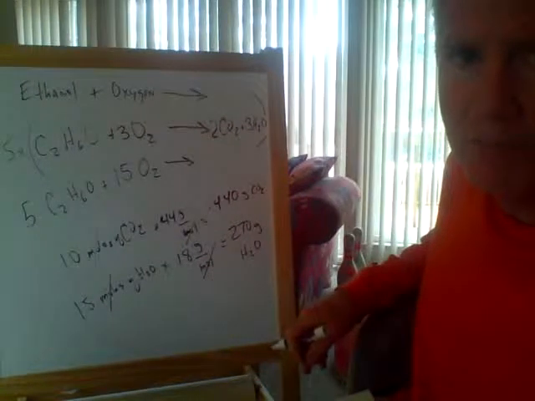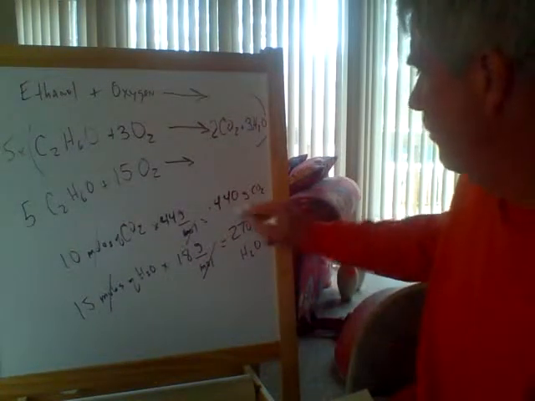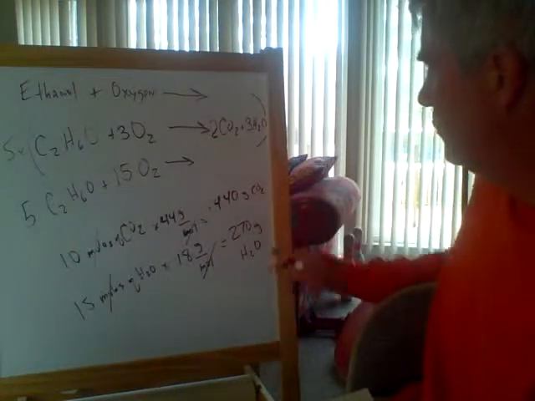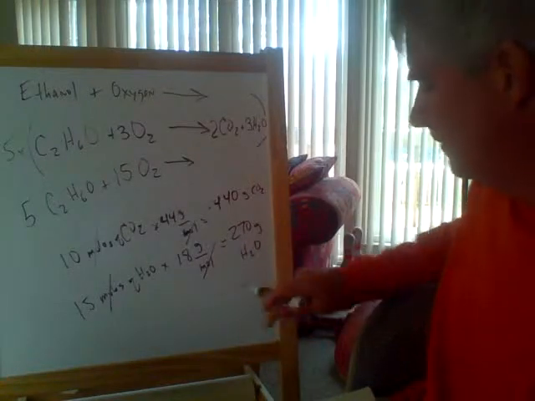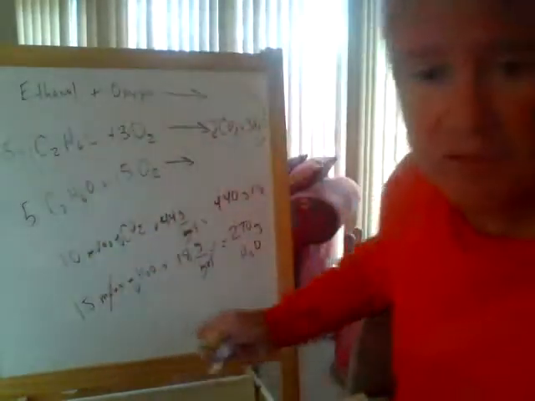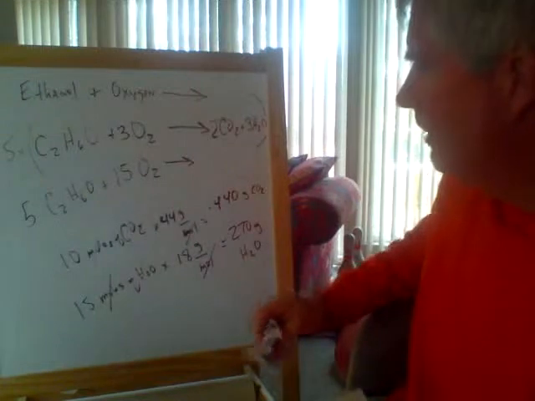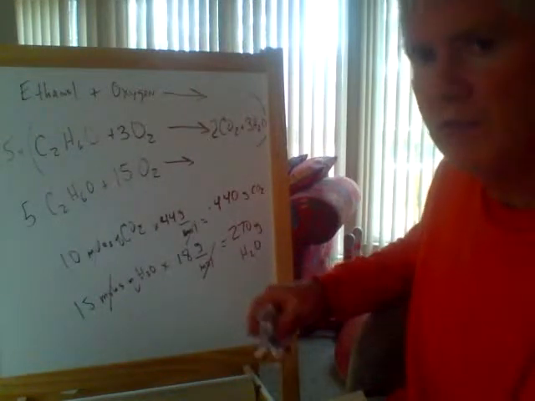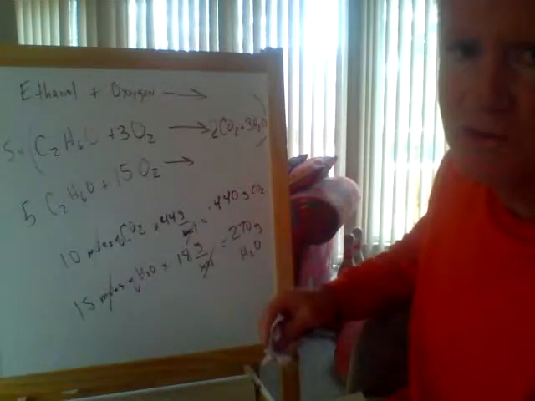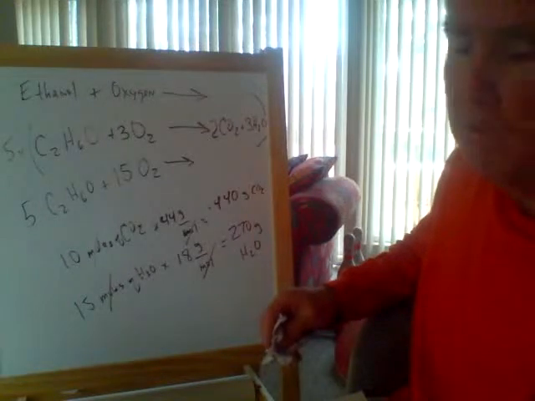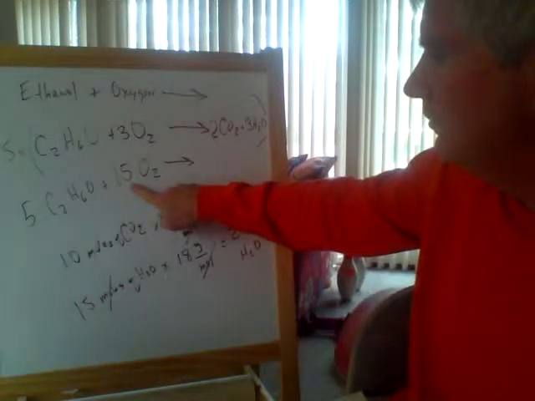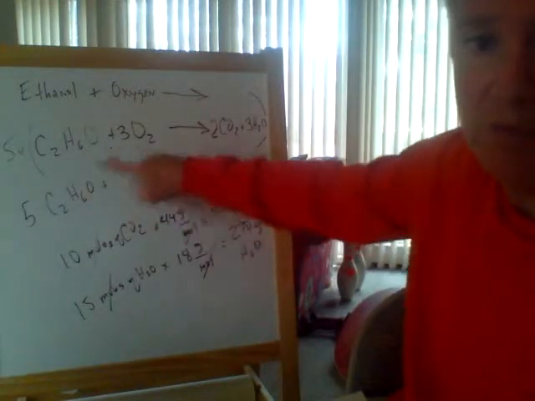So there's the answer to the question, which is if you burn 230 grams of ethanol, how much product do you end up with? Well, you end up with 440 grams of CO2 and 270 grams of water. That's the answer to the question. One thing I want to say though, or one follow-up is, cool, that's great, good answer. How much oxygen did you have to burn to make that happen? Well, we could go through the same process and say, well, it's 15 moles of oxygen would be the answer.